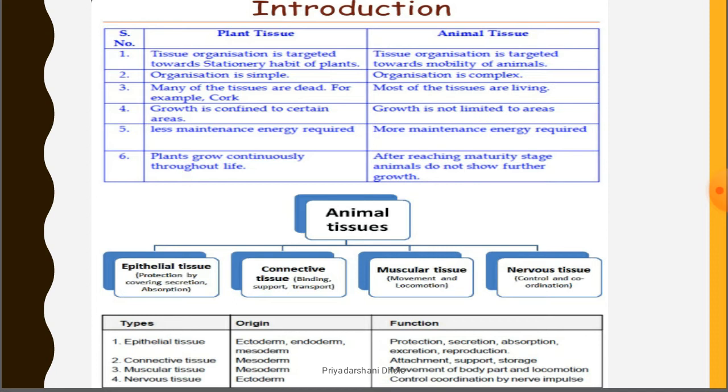But in case of animal tissues, the tissue organization is targeted towards the mobility of animals, because animals are moving. Organization is complex. Most of the tissues are living. Growth is not limited to certain areas, and more maintenance energy is required. After reaching a maturity stage, animals do not show further growth. But in case of plants, the growth is continuous.